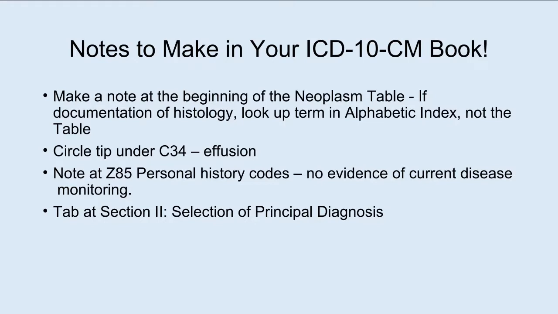So here's some suggestions. In your CM book, make a note at the beginning of the neoplasm table. If the documentation is histology, look up alphabetic index. Don't go directly to the neoplasm table. Okay. Circle that tip under C34 about effusion. Go to Z85 and make a note, personal history codes, no evidence of current disease. This monitoring. And then make a tab on that selection of principal diagnosis so you can go there and find out what you need.